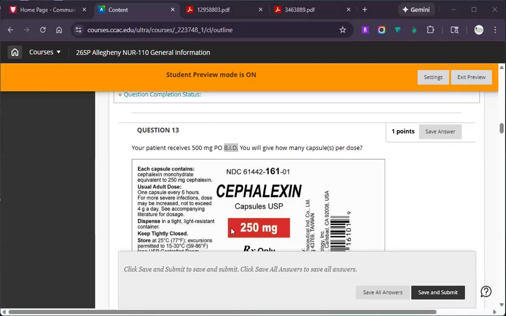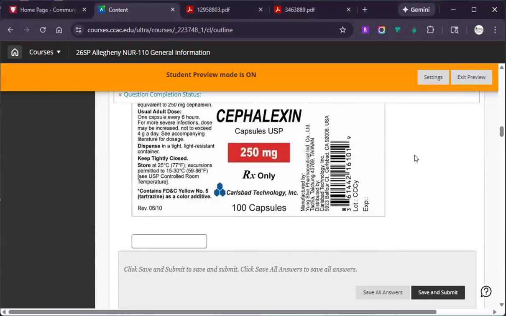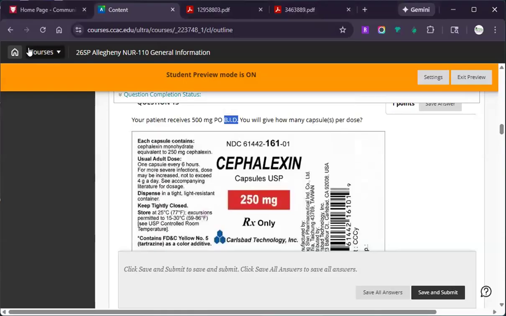When we look at the label, some of you might be familiar with looking at labels, some of you may not, so I just assume you aren't. What you want to pay attention to is a couple of things. How is it available? It's available as a capsule. And then what is the strength? The strength is 250 milligrams.